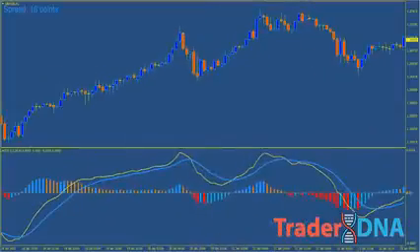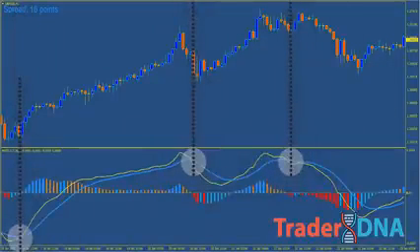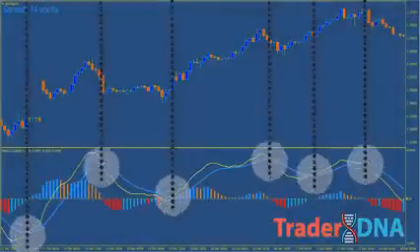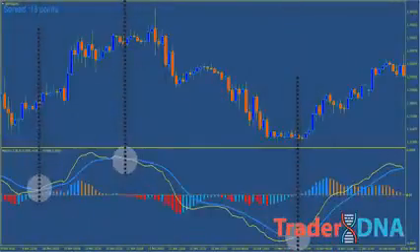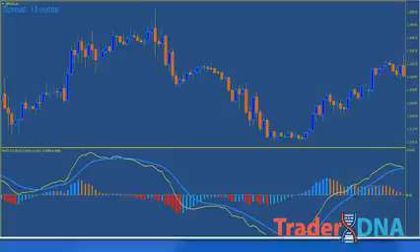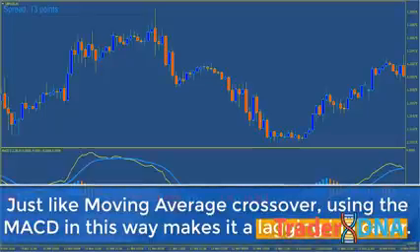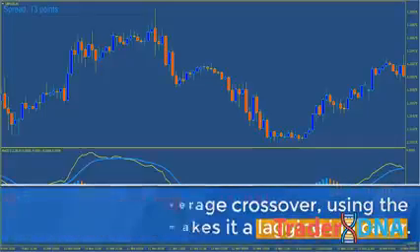Here are some examples of MACD crossovers trading strategy. Just like moving average crossover, using the MACD in this way makes it a lagging indicator, which means that it makes use of previous price action data.